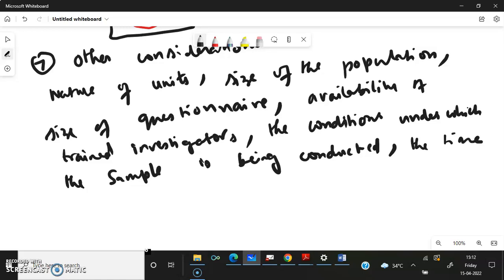The time available, the time limit for completion of the study. If you are going for PhD work, then the time available is less, so you don't go for a very large sample, right? And there are a few other considerations, maybe you can add some more considerations also. So this is what it is all about.